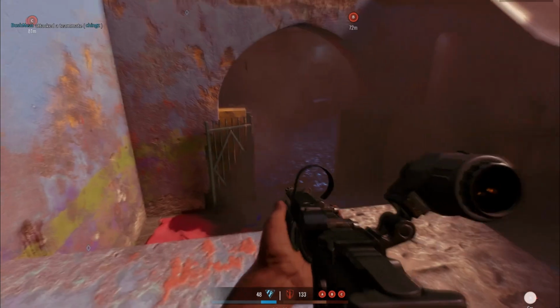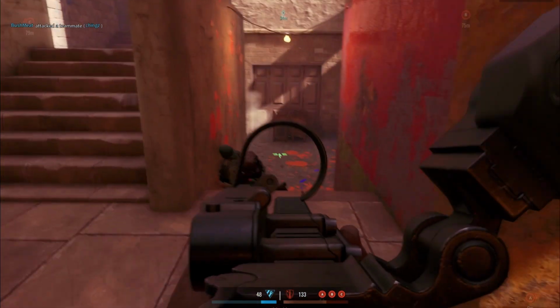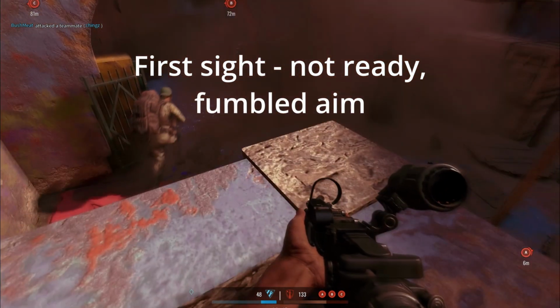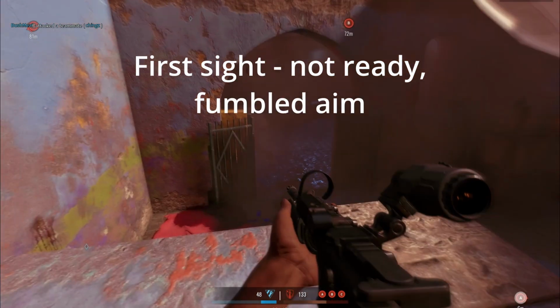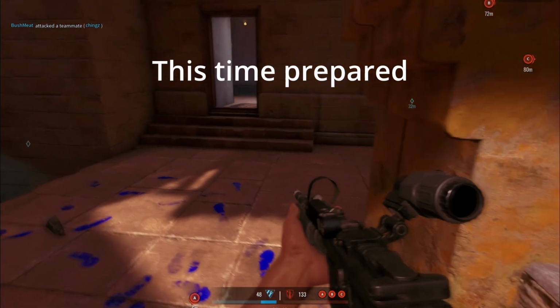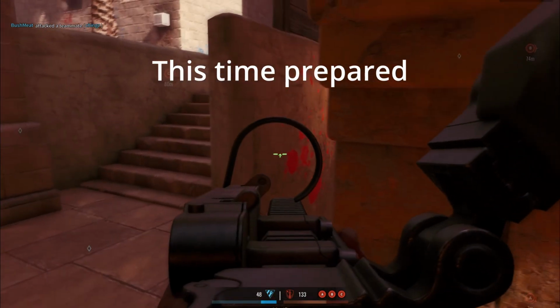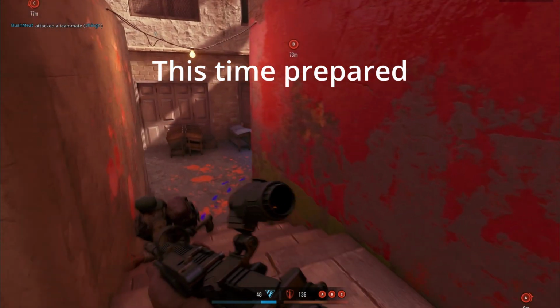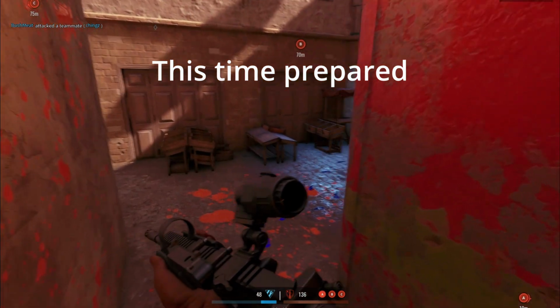Pre-aim and pre-firing are about minimizing your reaction time by mentally and physically preparing for the shot and doing most of the work beforehand, before you even see your opponent. And this means you can get shots on target faster than human reaction times should technically allow, which makes it impossible for your opponent to act first.